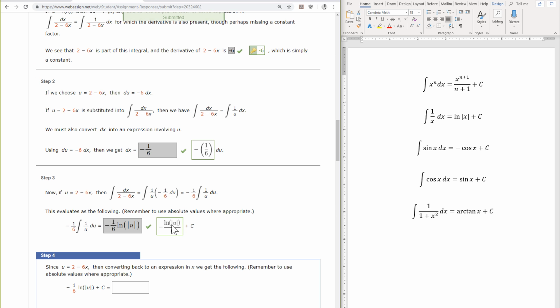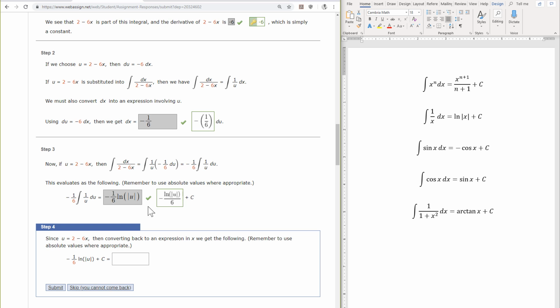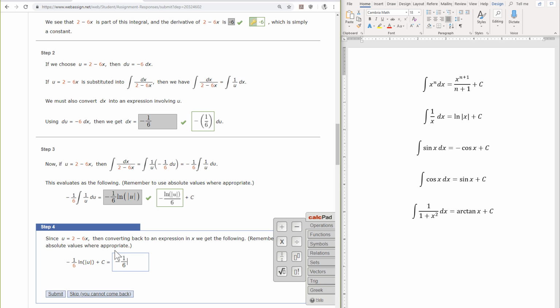Now this isn't quite done yet, because this is the antiderivative with respect to u, but the original integral was in terms of x, so we need to replace this by whatever u was equal to. Remember that u is equal to 2 minus 6x, so we're just going to convert everything back and have negative 1/6 times the ln of the absolute value of 2 minus 6x, and then don't forget our plus c.